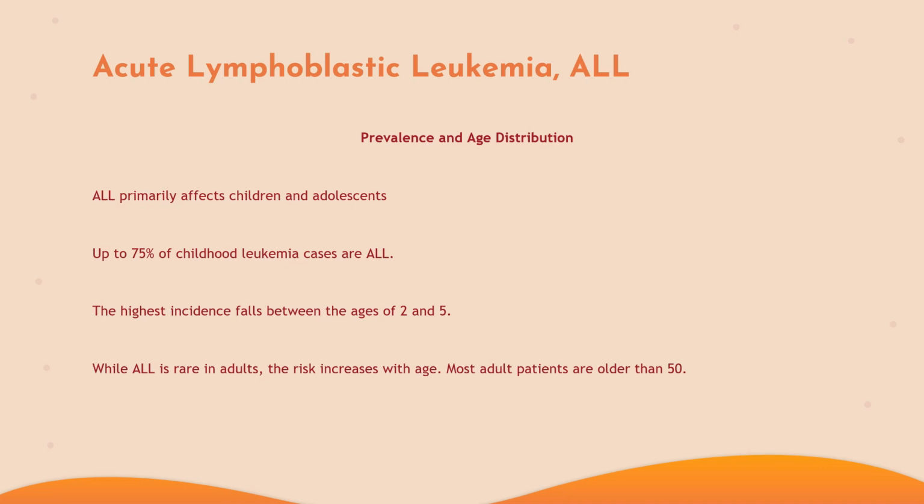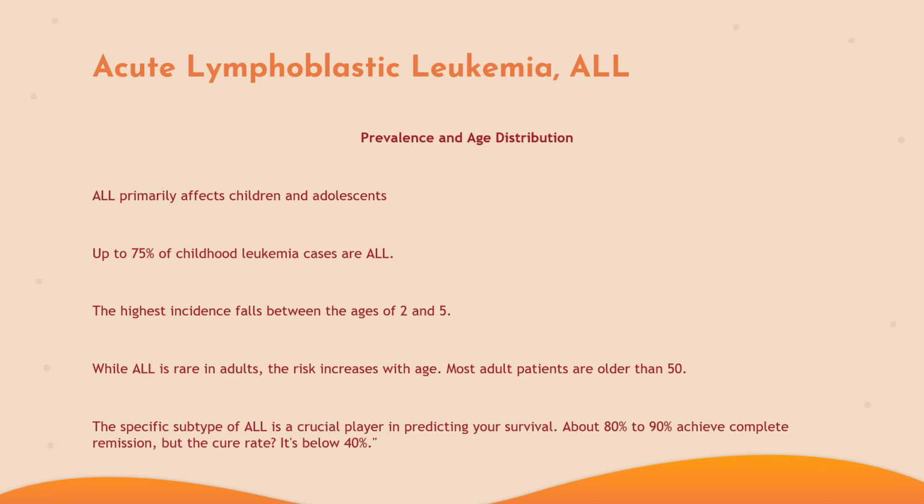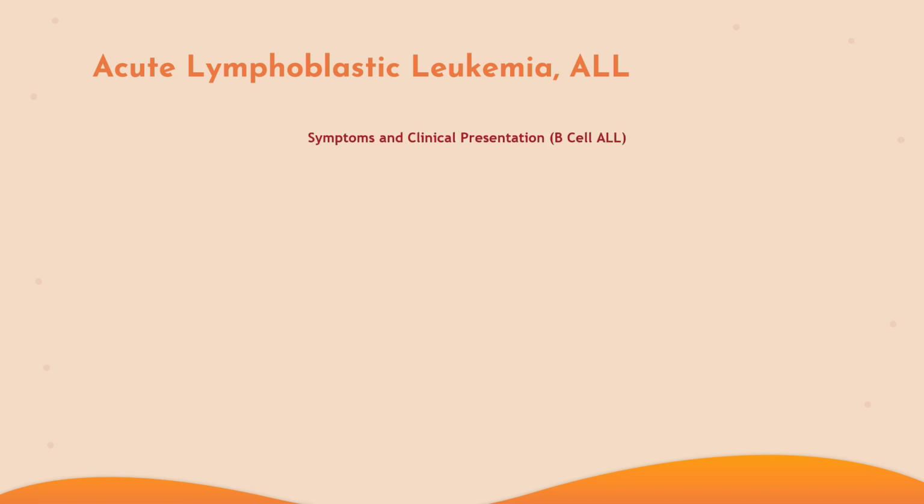Now, let's talk about what influences your journey through ALL. The specific subtype of ALL is a crucial player in predicting your survival. But here's a fact check: for adults, the outlook isn't as rosy. About 80% to 90% achieve complete remission, but the cure rate? It's below 40%.